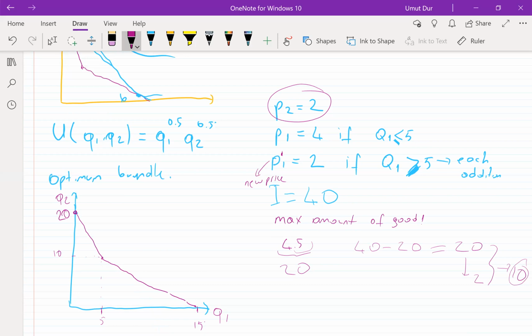And this will be my budget line. The slope of this one is minus P1 over P2, which is minus 4 over 2. The slope of this part is minus P1 prime, the new price, divided by P2, which will be minus 2 over 2, which is minus 1.